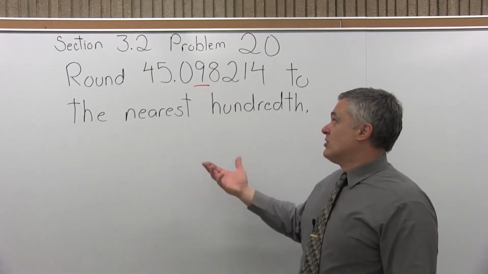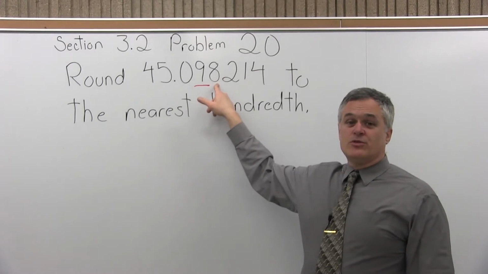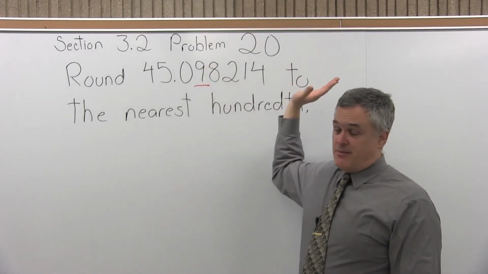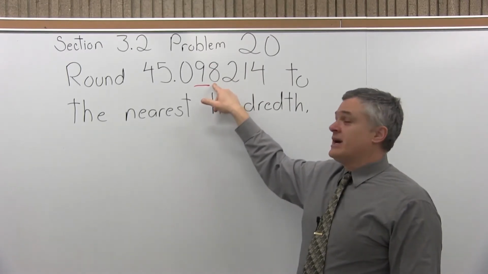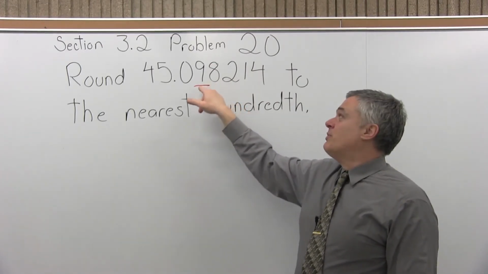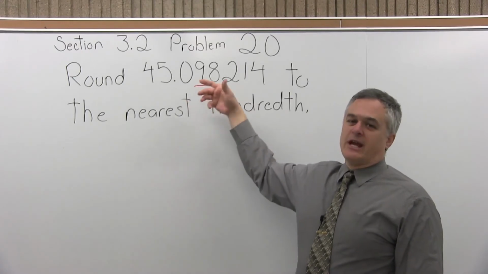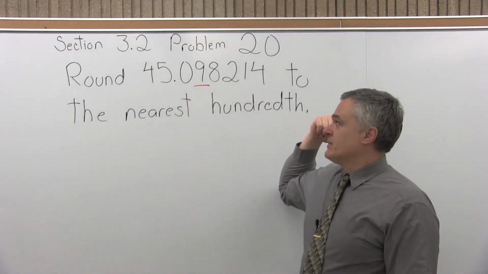And the rule is, if the next one to the right is 0, 1, 2, 3, or 4, you just chop off all the digits that come after the rounding position, which is not the case here. If the digit to the right is 5, 6, 7, 8, or 9, you bump up the digit in the rounding position and then eliminate all the ones that come after it.